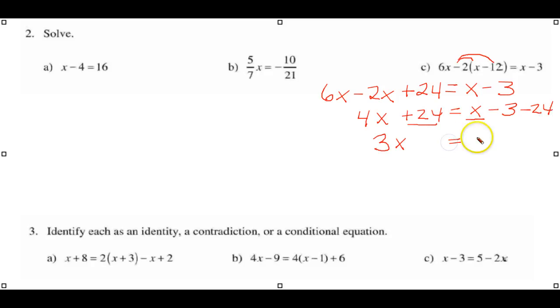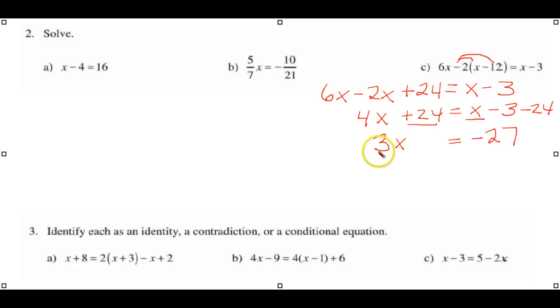So we now have a negative 27. Now if you want to physically write in there minus 24, that's okay. But the transposition is sort of a shortcut.